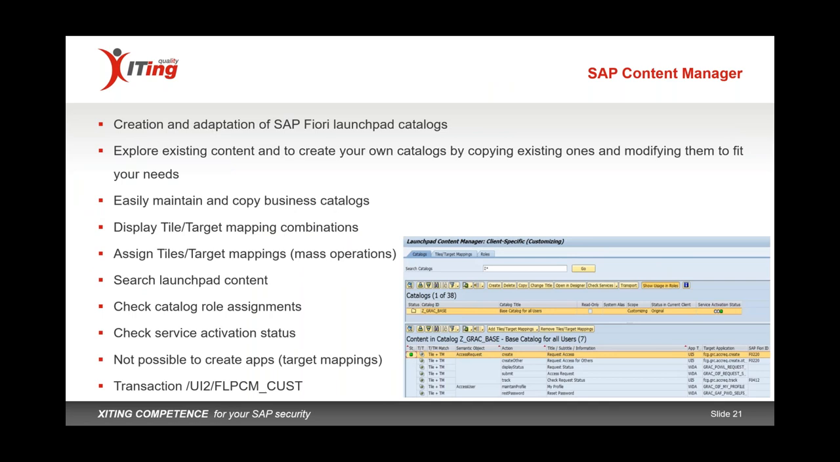Once we have that knowledge and we know which apps we want to build and we know the technical catalogs that we want to repurpose, or we even know a business catalog, but like I said, we always want to start off the technical catalog, then we can start building our own content. There are different tools available: the content manager, the launchpad designer, and the app manager, as three main tools to build and design my catalogs and my groups.